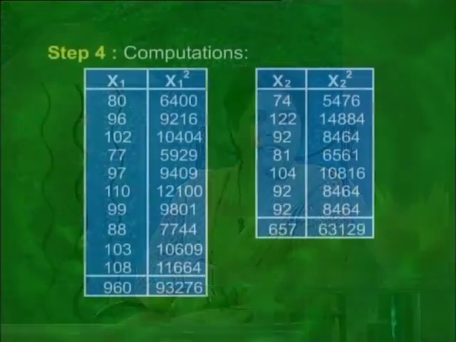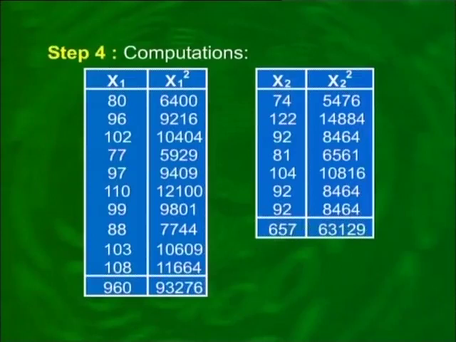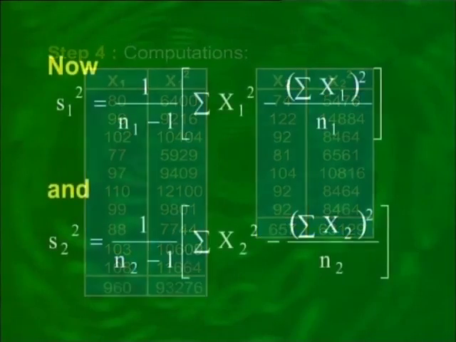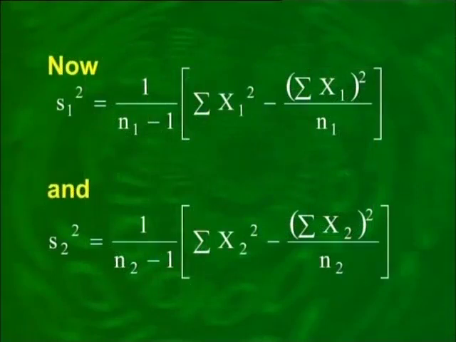And as you now see on the screen, for the first data set, we have 10 values, 80, 96, 102 and so on, and therefore upon taking the square of each value and adding the squares, sigma x1 square comes out to be 93276, whereas sigma x1 itself is 960. Similarly, for the second series, the sum of the x2 column is 657, whereas the sum of x2 square is 3129. Now, small s1 square is equal to 1 over n1 minus 1 into sigma x1 square minus sigma x1 whole square over n1. And small s2 square is defined in a similar fashion.